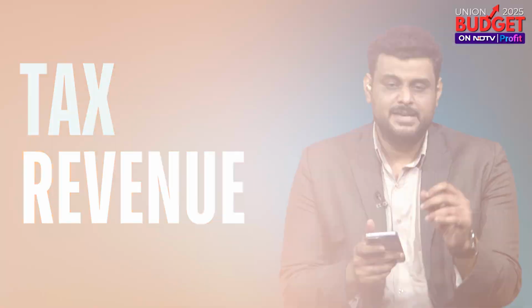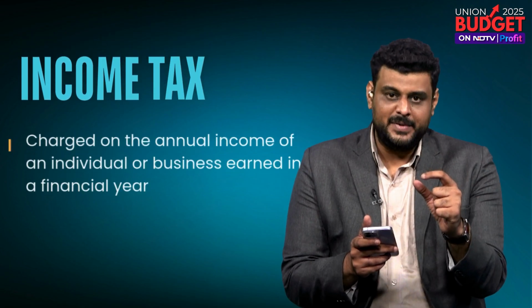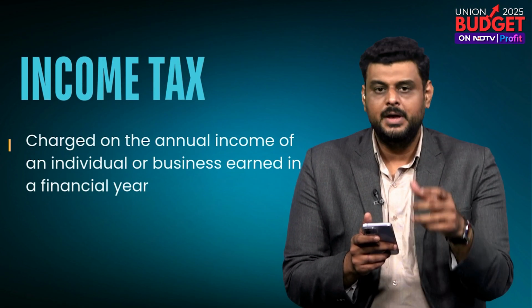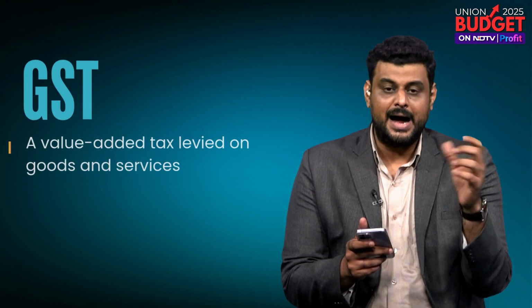Essentially, there are certain areas through which the government earns its revenue, the first of which is taxes. So income tax that the government deducts from your income, and GST, which it levies on various goods and services across the country, are points of tax revenue for the government. This ensures that the government has enough money to go out and do spending.